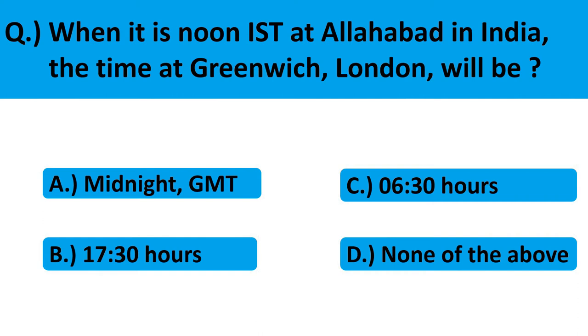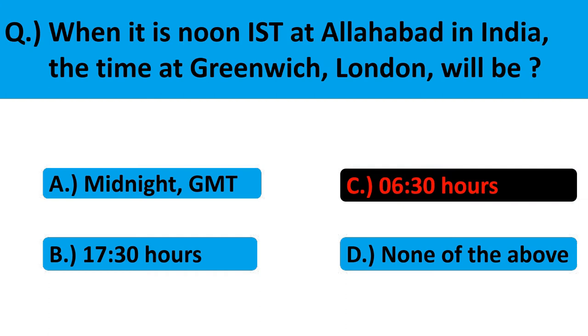Question number 69. When it is noon IST at Allahabad in India, the time at Greenwich, London will be? Correct answer is 6:30 hours. Question number 70. Which country has the largest coastline? Correct answer is Canada.